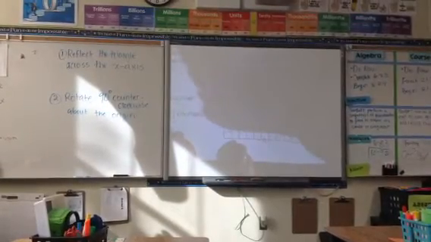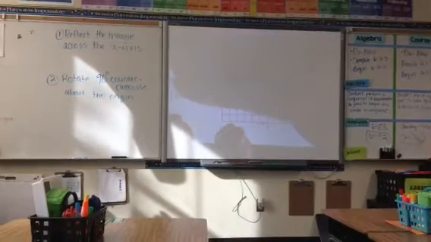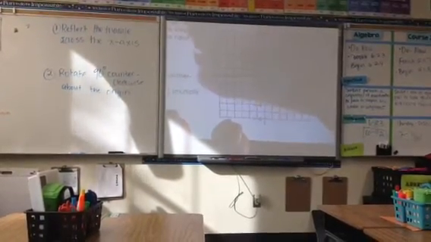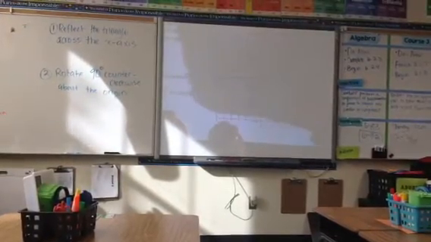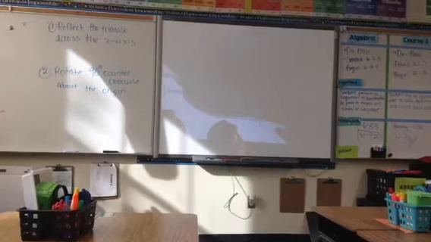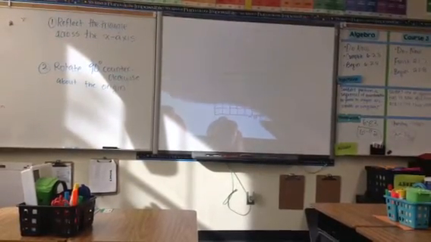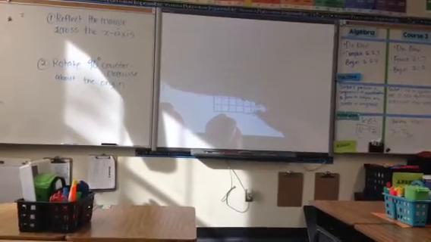This one's 1 away from the x-axis, so it's going to reflect over here. This vertex is 1 away as well. This vertex is 1, 2, 3, 4 away, and on the -2, so 1, 2, 3, 4 away. Okay, now I'm going to connect my vertices, and I have my new triangle.